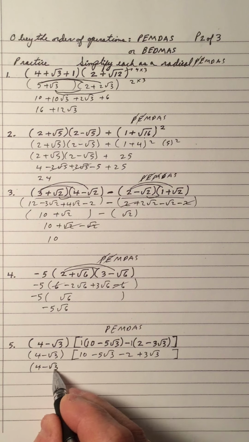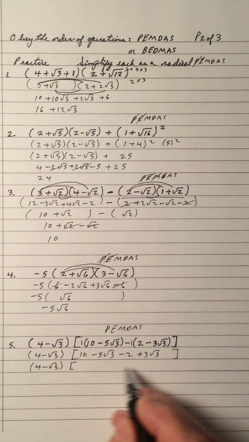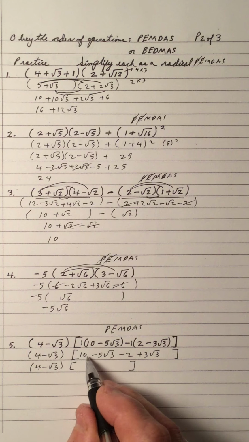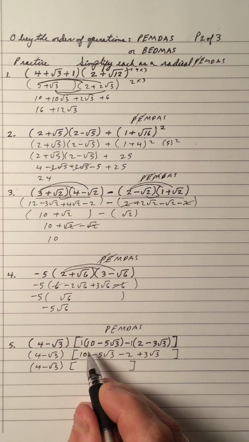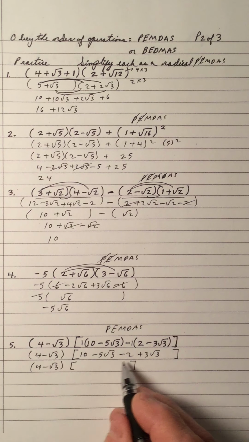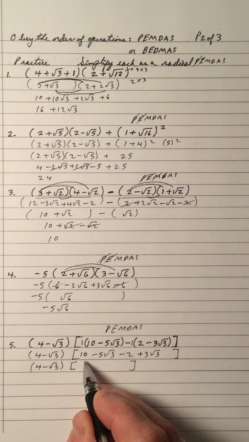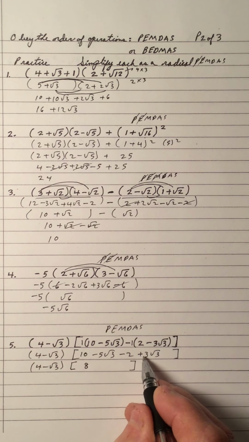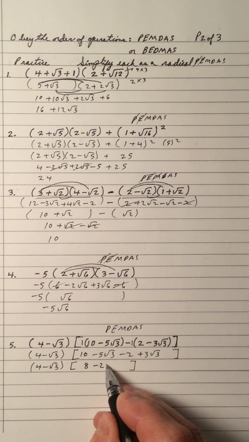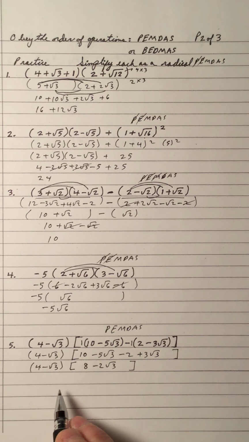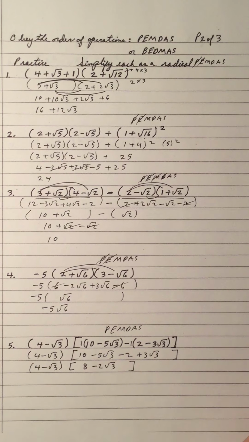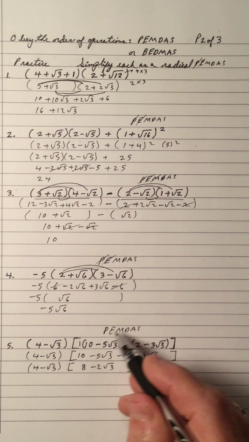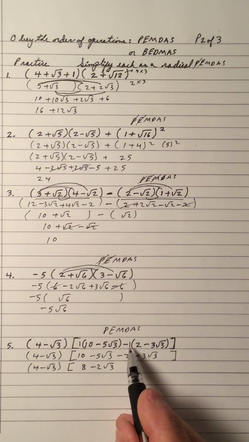Obeying PEMDAS, I'm going to work out the inside of this first. But the more you can simplify as you go, the easier it is, and the less chance of making a mistake. 10 subtract 2 is 8. Negative 5 plus 3 is negative 2 root 3. Now I have to do FOIL on this. Notice you had to do the inside of this bracket first.